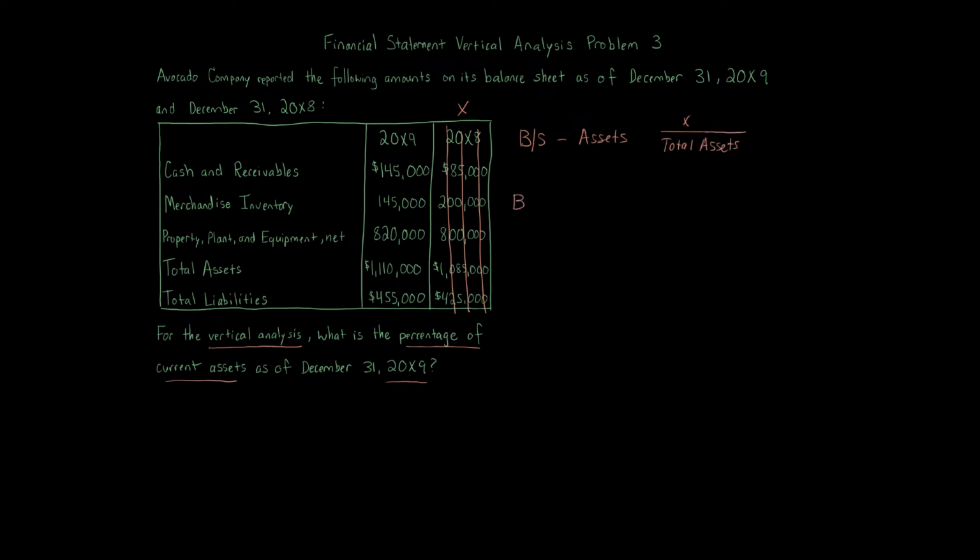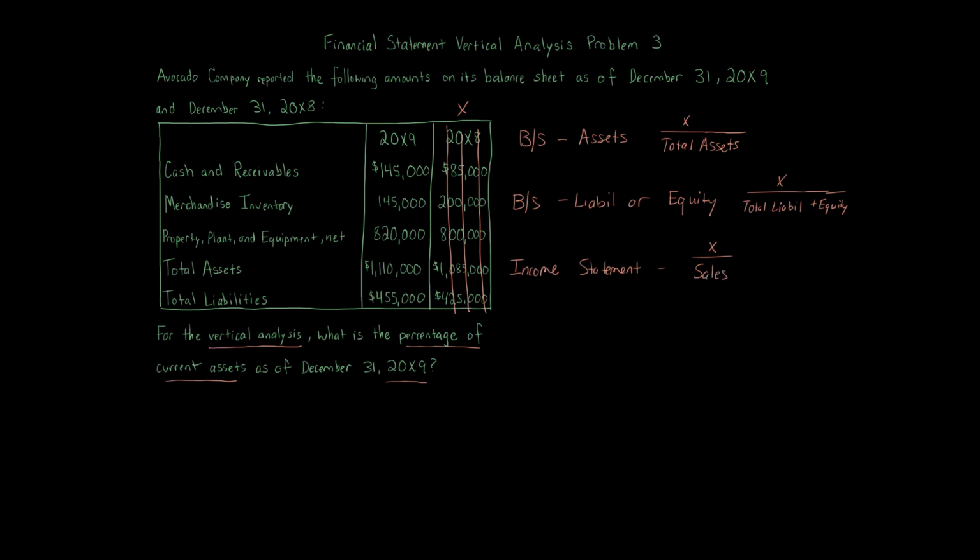If you're looking at the balance sheet and you're looking at liabilities or an equity item, stockholders' equity if it's a corporation, owner's equity or capital if it's a sole proprietorship or partnership, it's going to be the item over total liabilities plus equity. If it's on the income statement, all income statement items you're looking at, cost of goods sold, gross margin, various expenses like operating expense, income tax expense, it's the item at issue over sales.